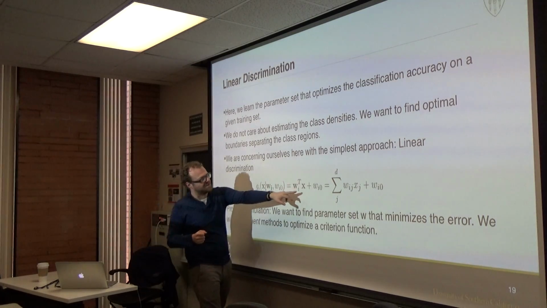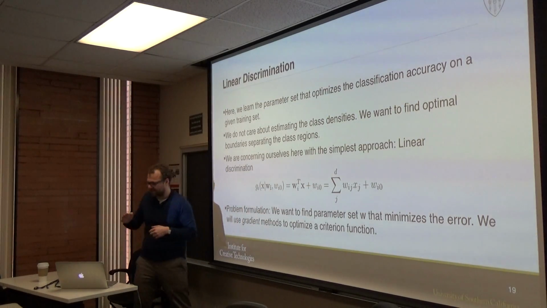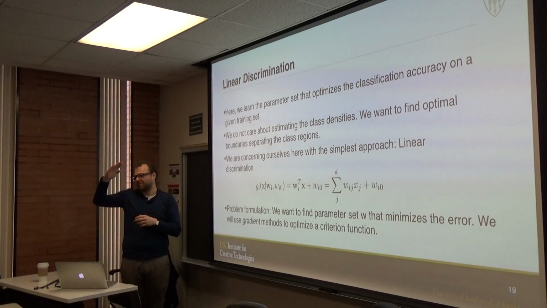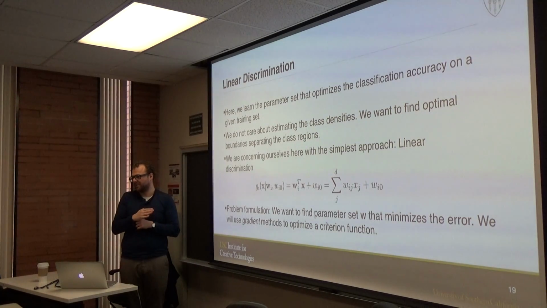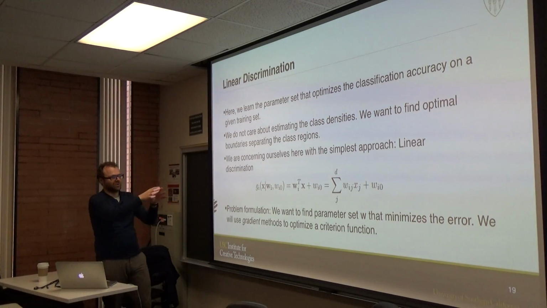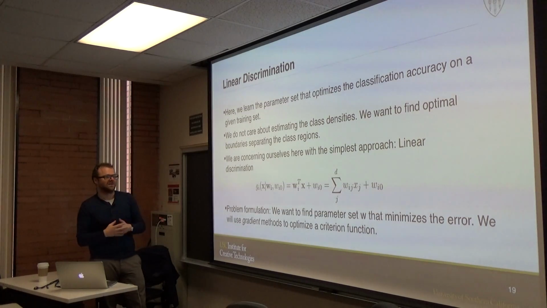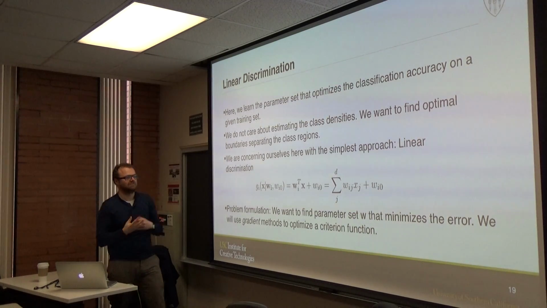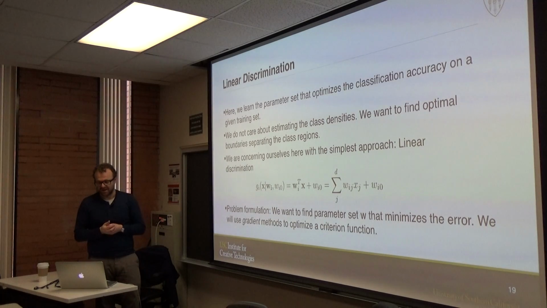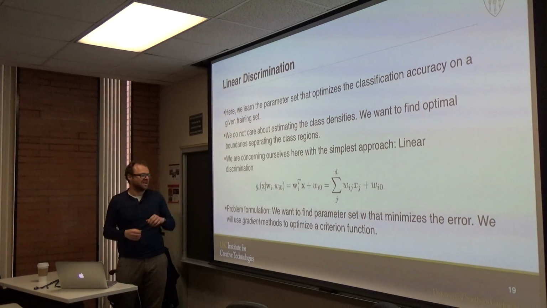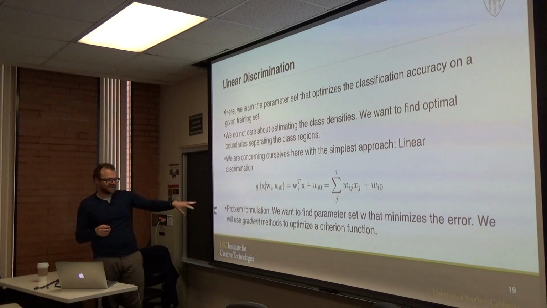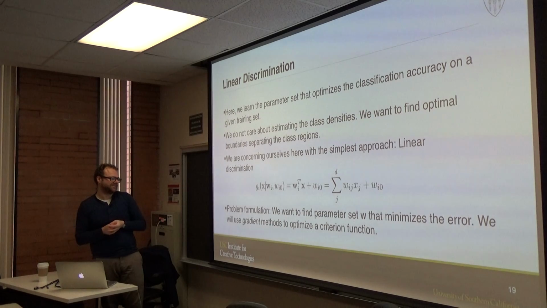And the W0 here, that again just gives us an idea of how far away from the origin we should move this line. Okay? So this is learning a line, learning a linear separation between classes. And we're going to talk about how you make a decision based off of this in a second, but basically the problem formulation is that we want to find the parameter set W that minimizes the error.